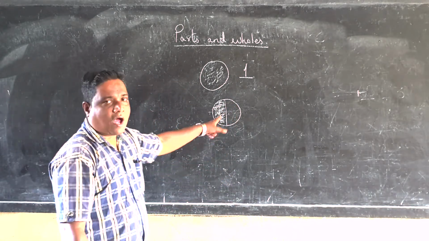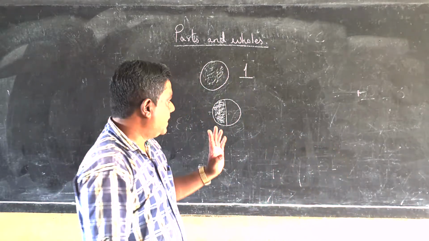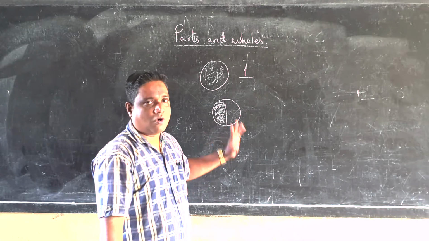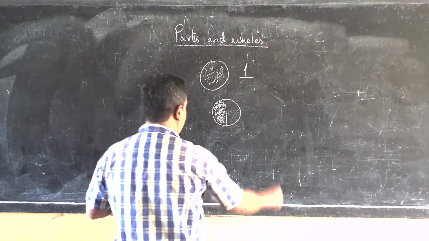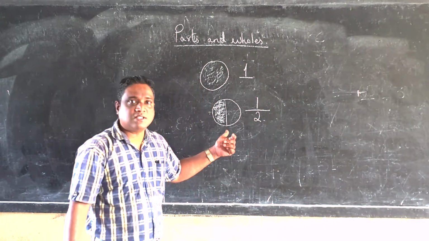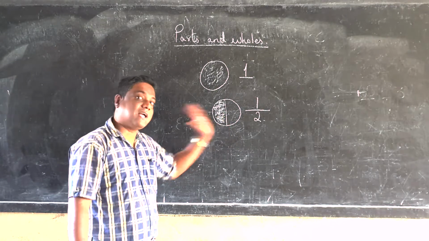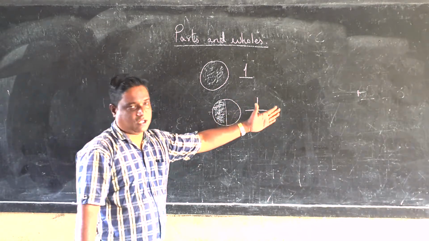Suppose I have one more circle. Half of the circle is cut. So how do I write half? I write half as 1/2. Can I say it's one circle? No, because I cut half of it. So I say half circle.